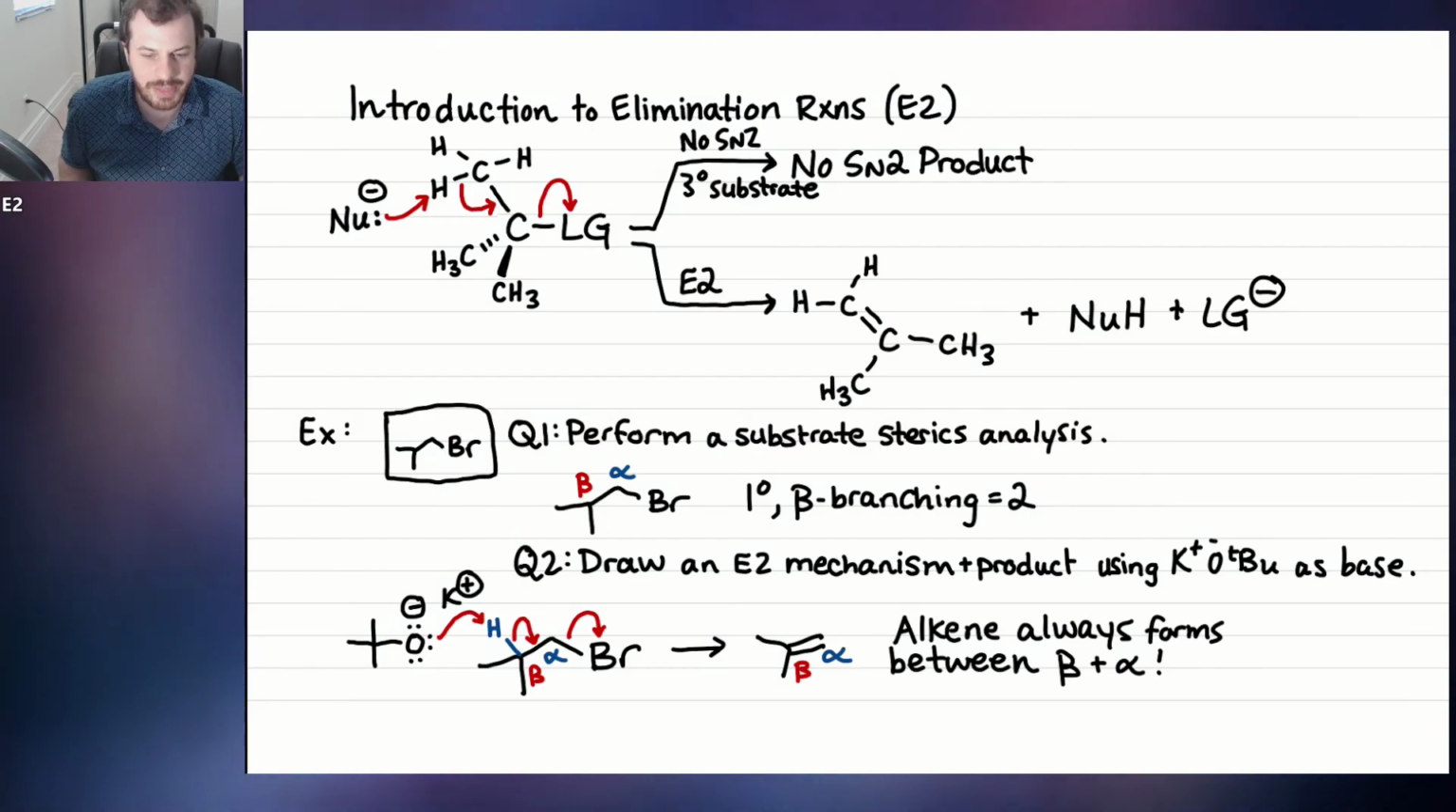So where I want to go next is, how do we predict whether E2 or SN2 will work? Is there a set of rules that we can apply, an algorithm, if you will, that'll allow us to determine which reaction is favored? And the answer is yes. Let's just take a look at a few examples to see how sensitive a reaction can be towards E2 or SN2. So E2 is almost always competing with SN2.